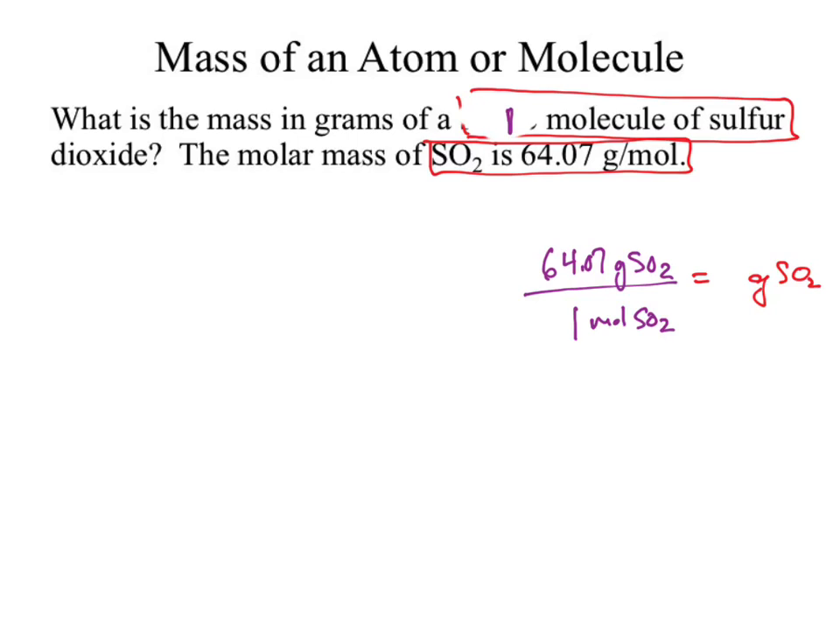Okay, so let's go through and look at it. I saw a lot of people jumping straight to the 64.07 grams of SO2 per 1 mole of SO2. That is a fantastic place to start because grams of SO2 shows up. That is what we want. You're not always given that. Where is that information typically found? It's not in your brain. That's on the periodic table.